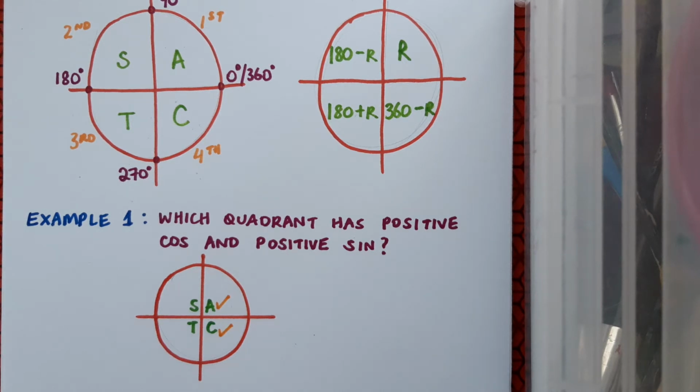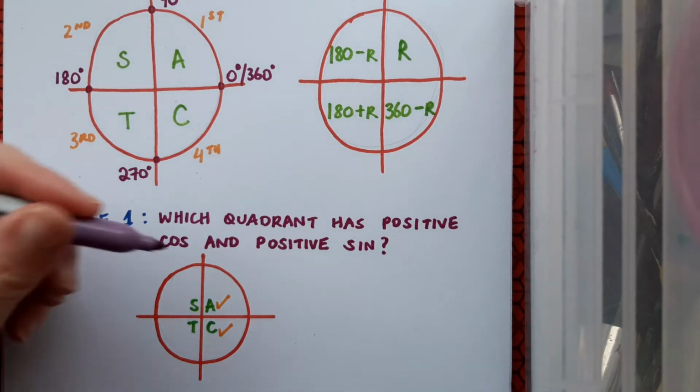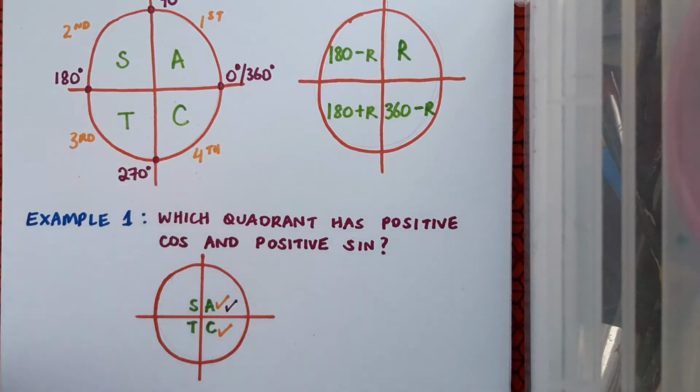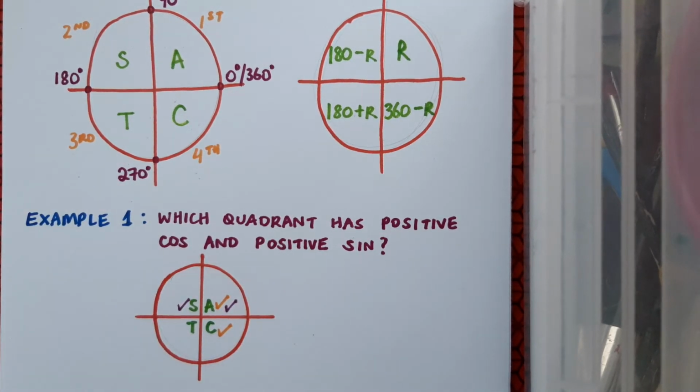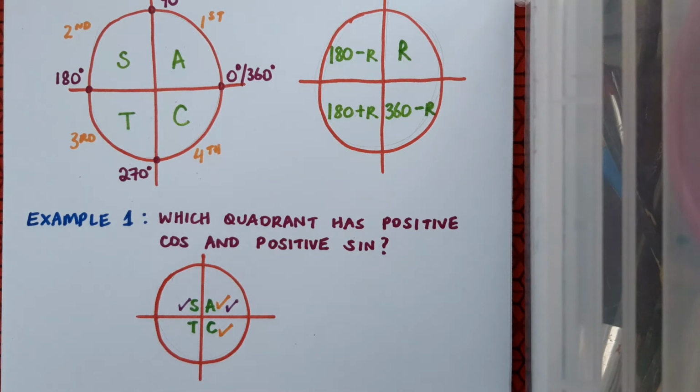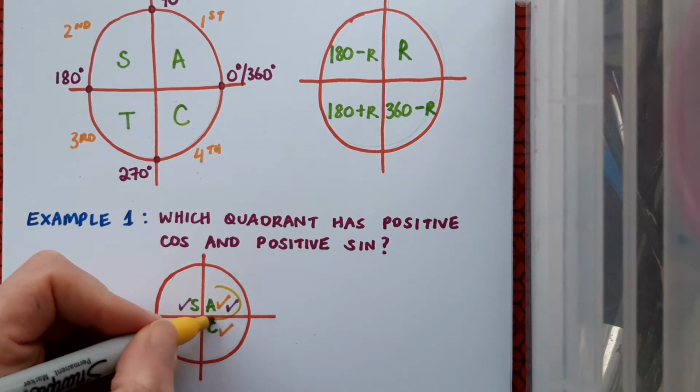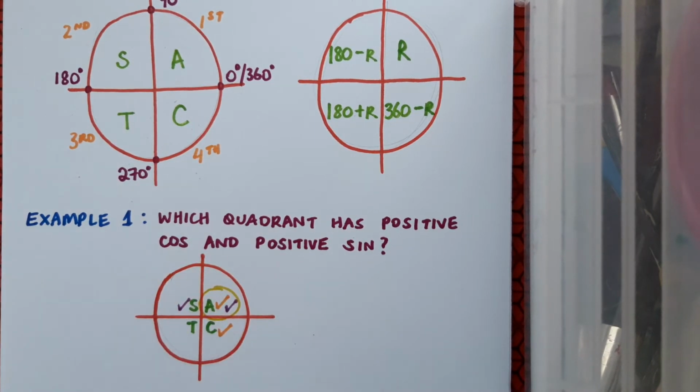Now I need to consider the situation of positive sine. So again, I note that everything's positive in the 1st quadrant, so I've definitely got positive sine in there, and sine is also positive in the 2nd quadrant. Now I'm looking for one quadrant that has both positive cos and positive sine. So I just look for the quadrant that has a tick from both. And obviously in this case, that's the 1st quadrant. So my answer is just the 1st quadrant.